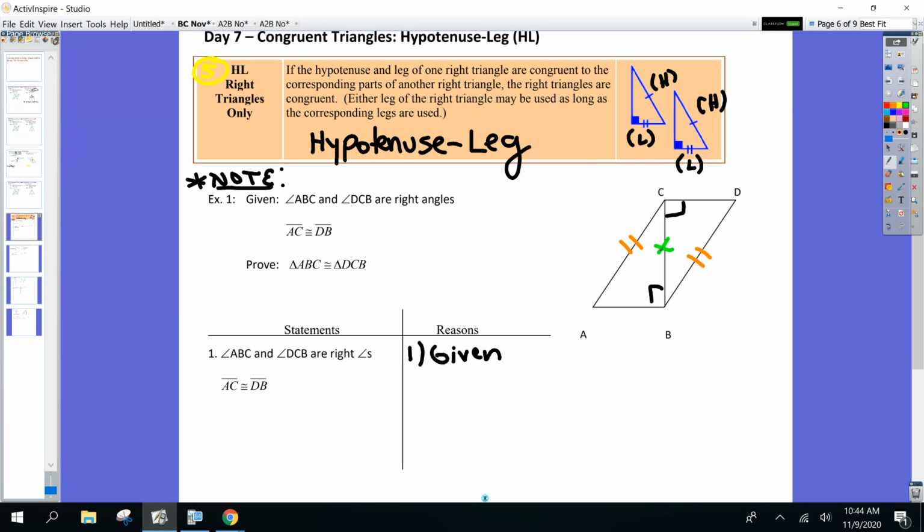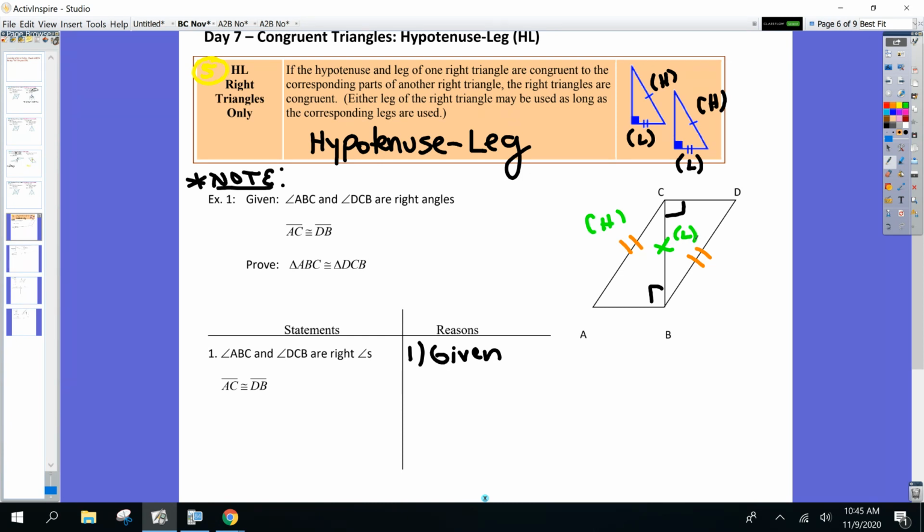Now, here's the question. Would this be side angle side? And if you're going to say no, tell me why. Go ahead, Audrey. Because it's not between the two sides. The angle is not in between the two sides. But do you see the HL, though? H right here, and you don't have to mark this. H, L. We all good?